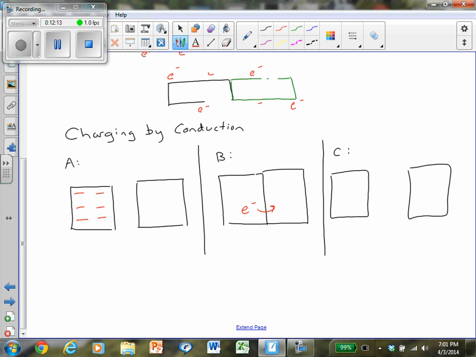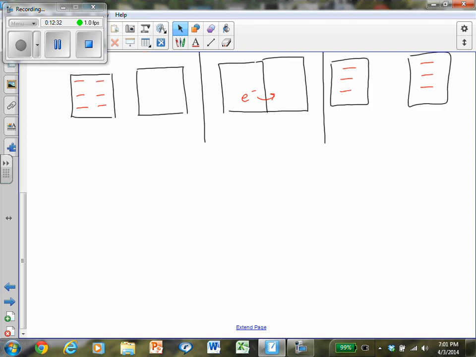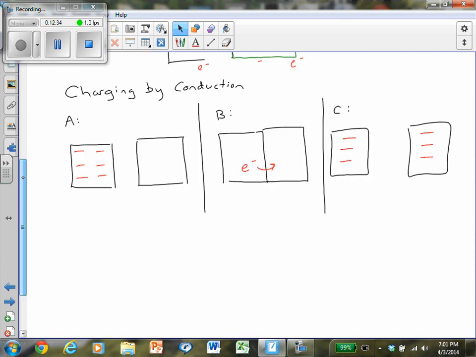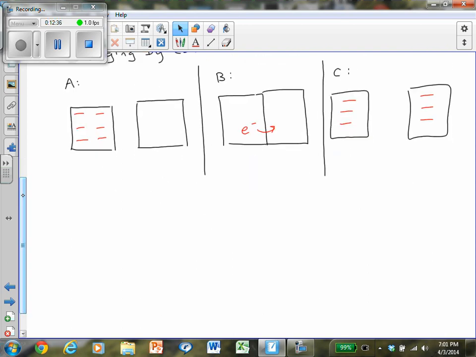Well, if they redistribute themselves equally, and it's an equal area here, then we could see that we'll have 3 negatives there and 3 negatives there. So it's based really on the surface area of the objects. So let's look at another example, because we don't have to start with negative, okay?